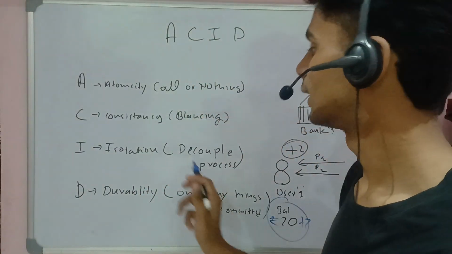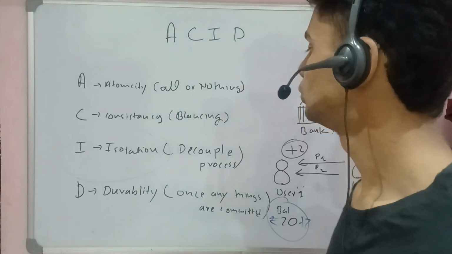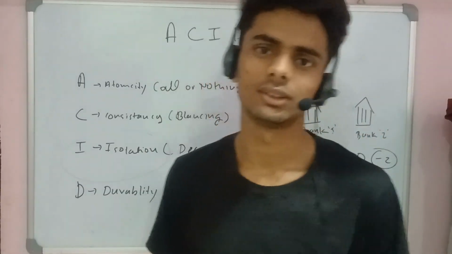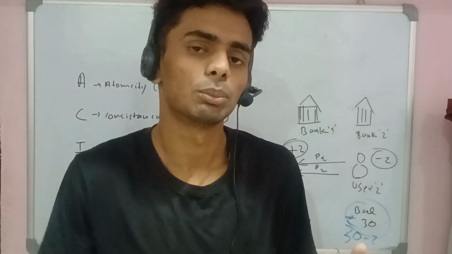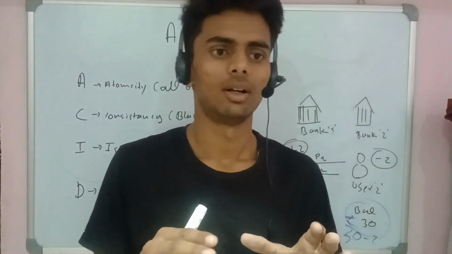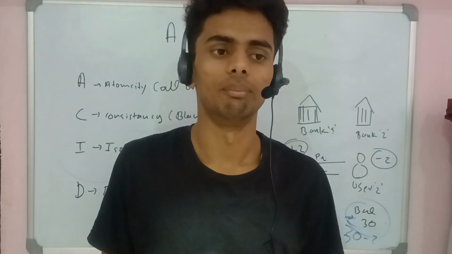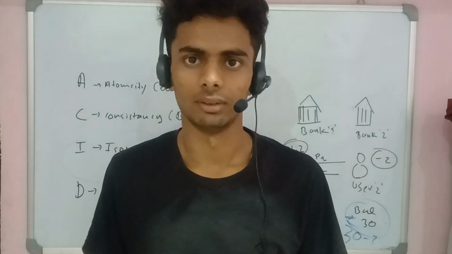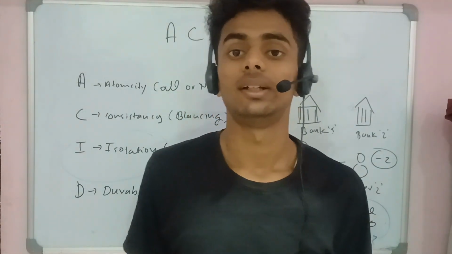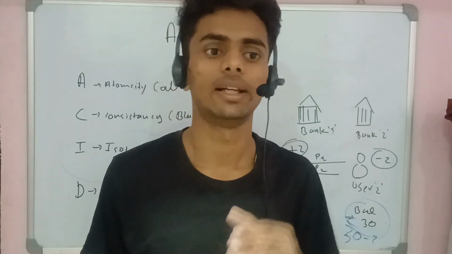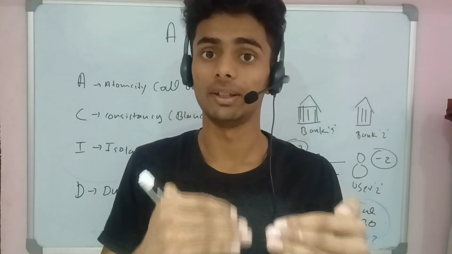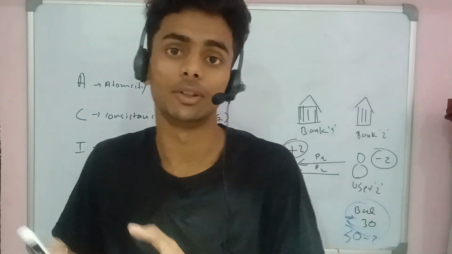Second thing is isolation. Isolation is like a decoupled process. Suppose lots of payments happen between you and your partner. What isolation says is that all the payments happen between you and your partner.